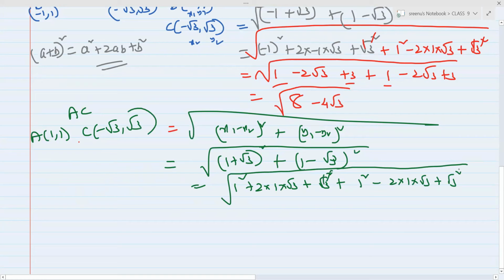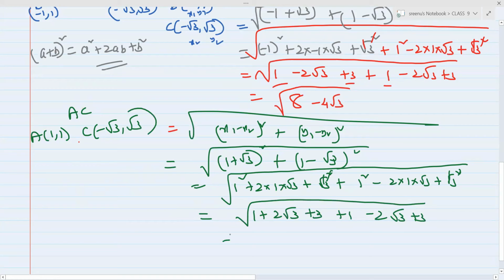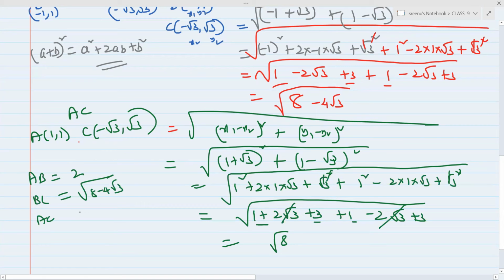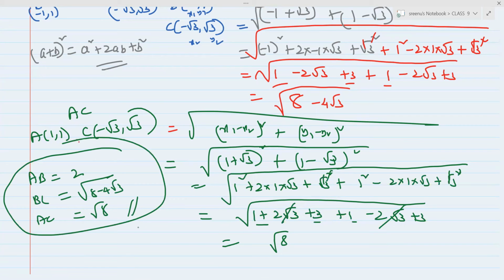Your root square cancel. Remaining 1 plus 2 root 3 plus 3 plus 1 minus 2 root 3 plus 3. Here plus 2 root 3 minus root 3 cancel. 1 plus 3 plus 4, 5, 6, 7, 8. Root 8 you got. Now one by one I am writing AB, BC, AC. AB value 2 you got, BC value under root 8 minus 4 root 3 got, AC value root 8 you got. So what kind of triangle it is? Scalene triangle. All are different.